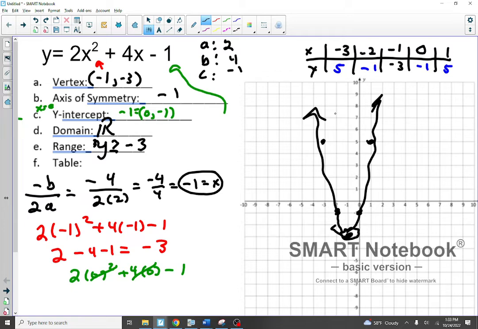The blue is everything I took from the calculator. So those dots are just the points of the table. So I'll leave this up for a couple of seconds. If you have any questions, please ask me now.